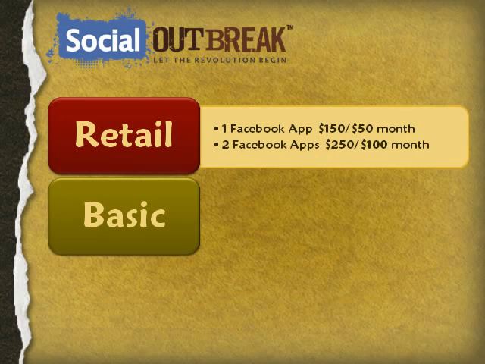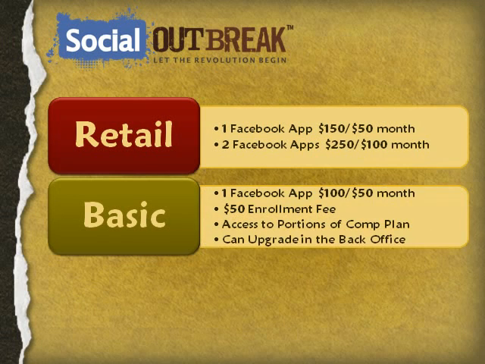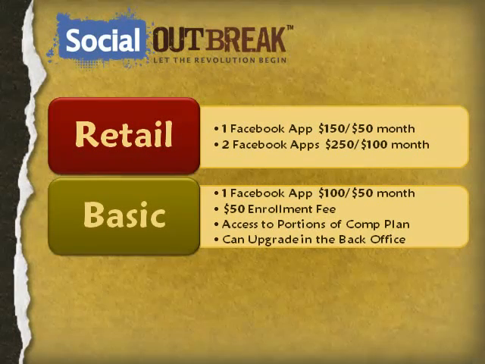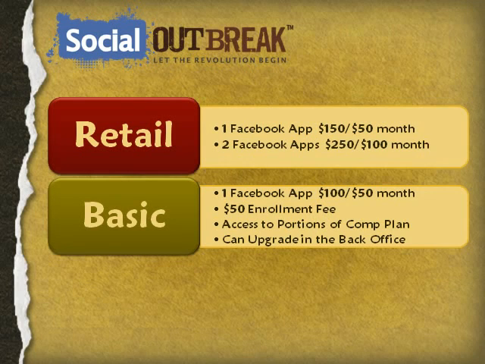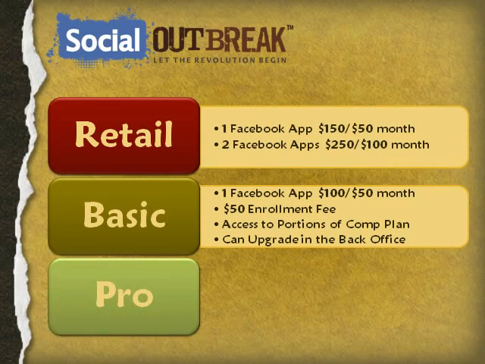The next level of participation is to come in as a basic IBO or independent business operator, a distributor, if you will, in Social Outbreak. A basic IBO purchases 1 Facebook application for $100 and then pays a $50 per month auto pay. They pay a one-time $50 enrollment fee to set up their account, to get their pay card, set up their replicated website, etc. A basic IBO has access to portions of the compensation plan, and of course they can upgrade in their own back office at any time to the 3rd level of participation, which is the Pro IBO level.